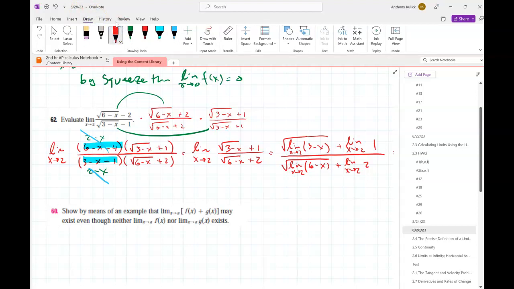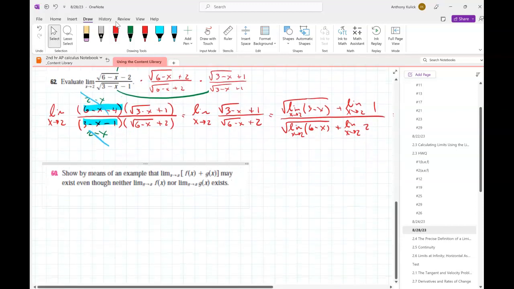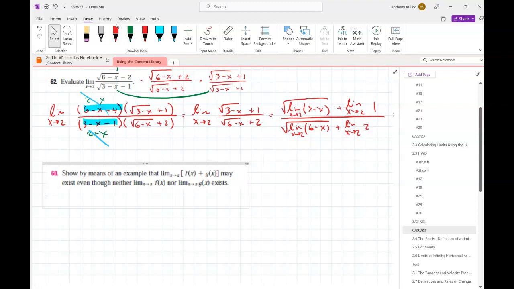Yeah, of course. All right, it says show by means of an example that the limit as x approaches a of f of x plus g of x may exist even though neither the limit as x approaches a of f of x nor the limit as x approaches a of g of x exists.